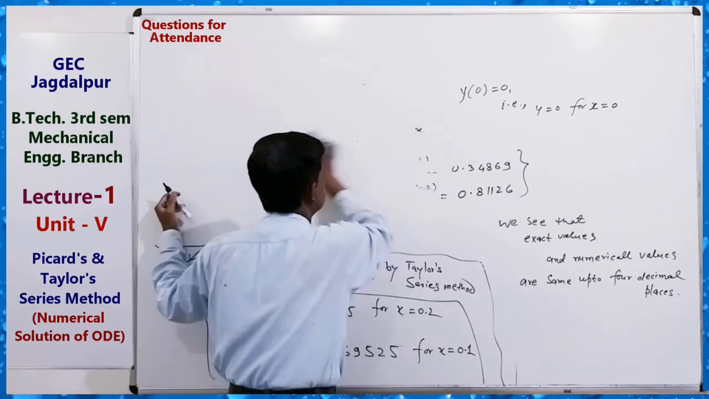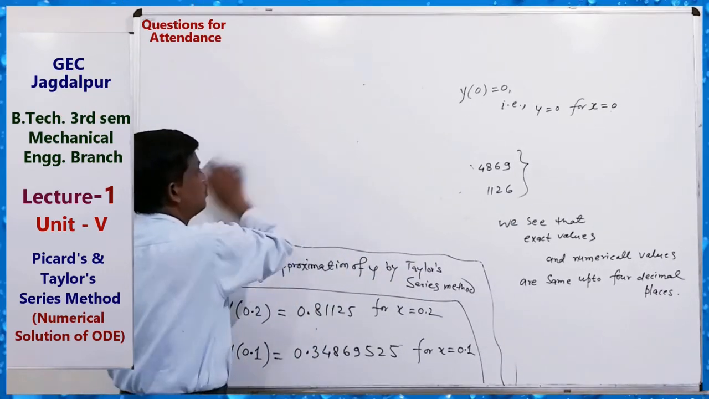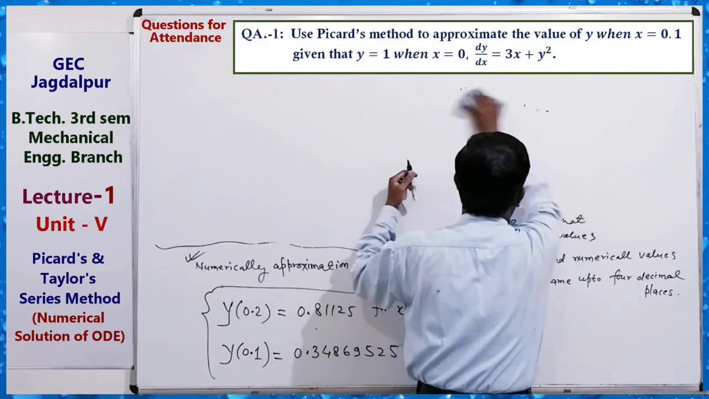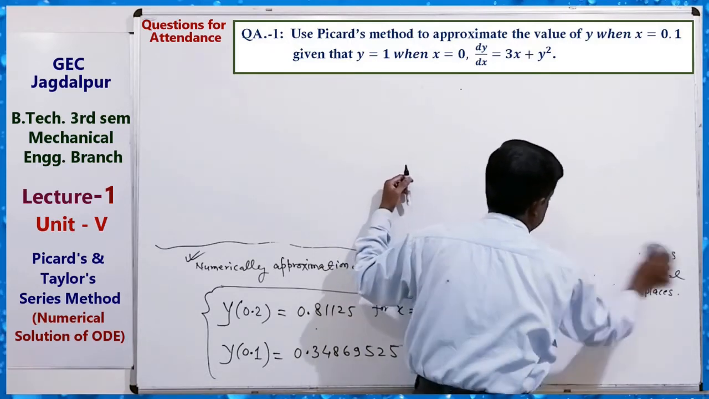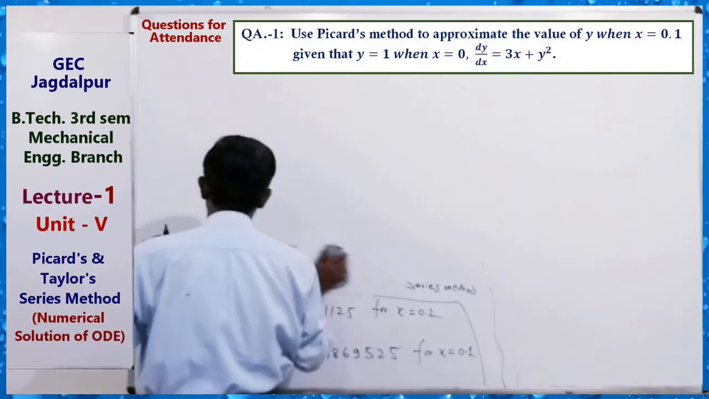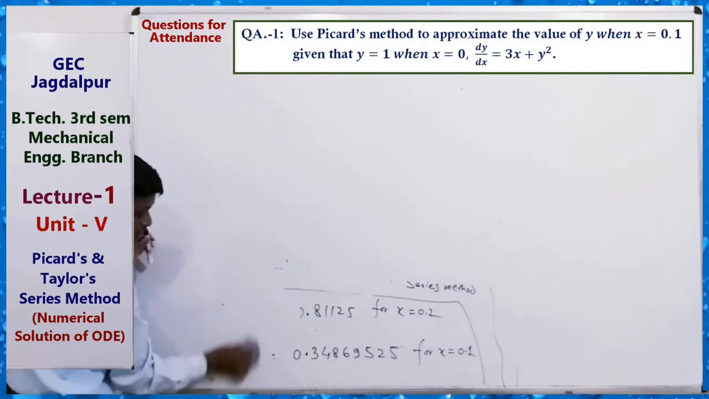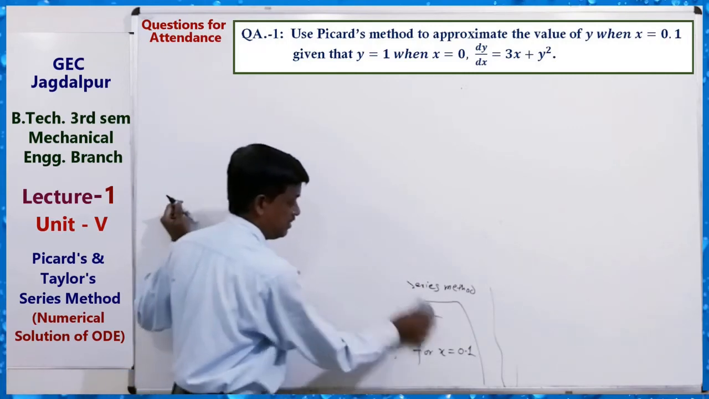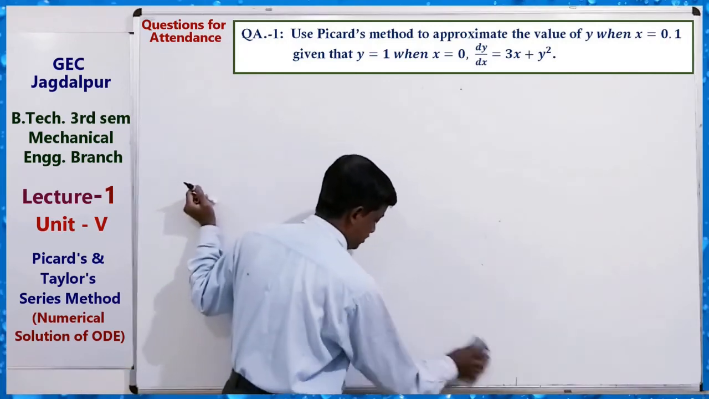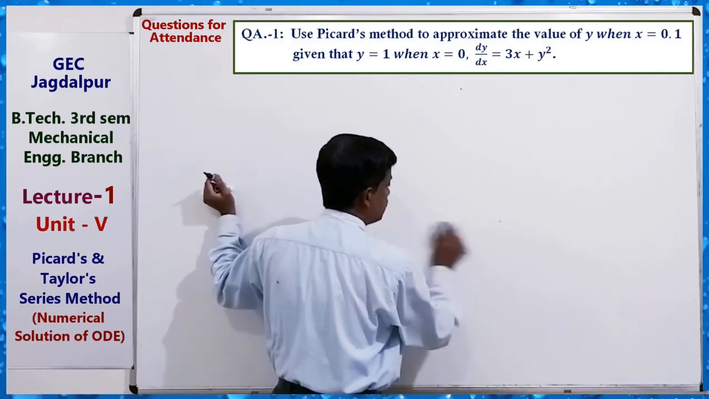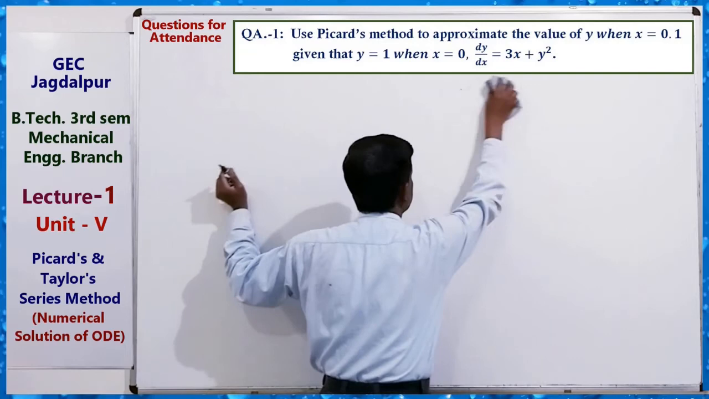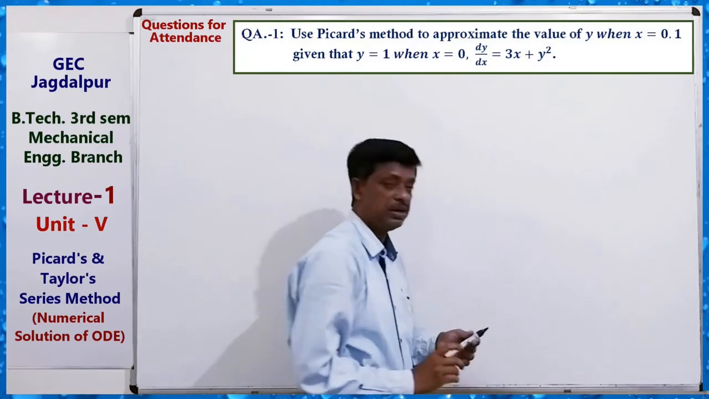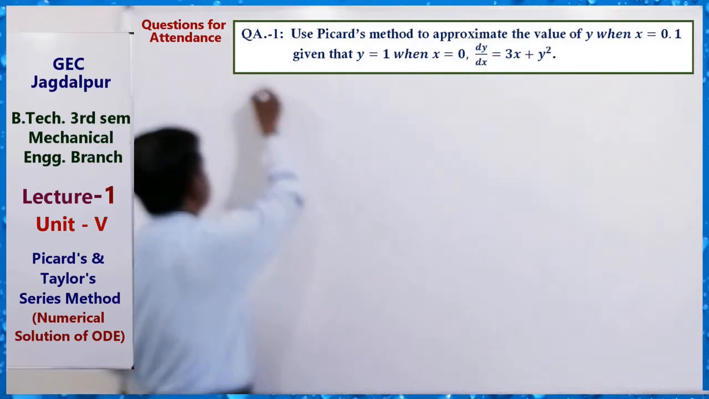For Picard's method, we have to integrate successively. Successive integration is involved in Picard's method, and successive differentiation is involved in which method? Taylor series method. Okay. So in Picard's method we can get approximations, and Taylor series gives the approximate value.